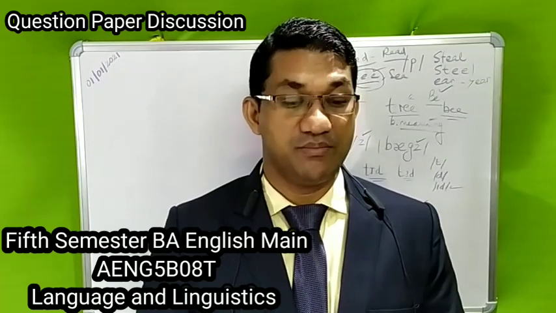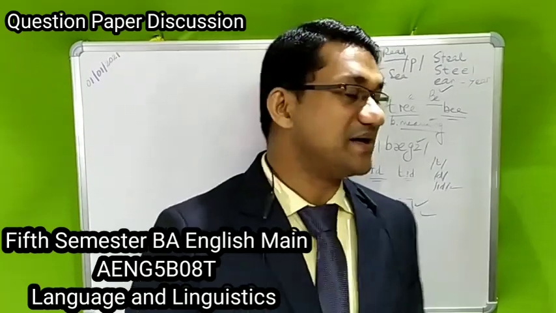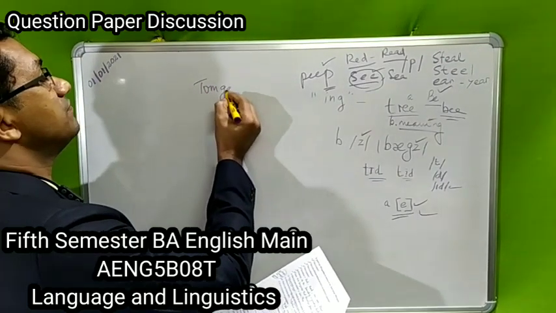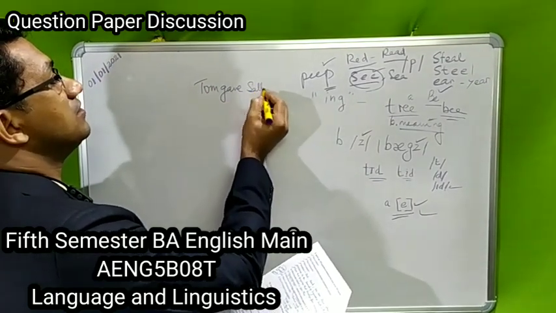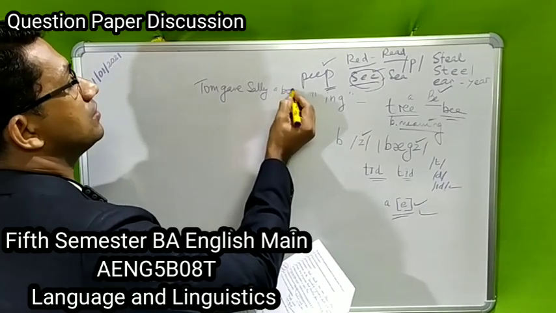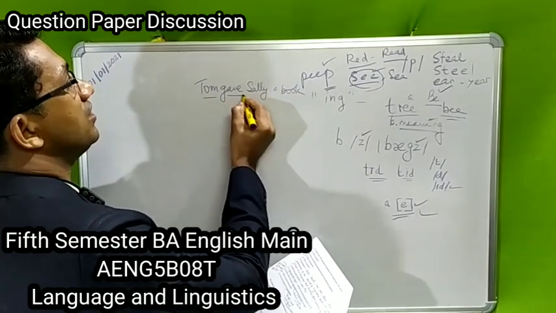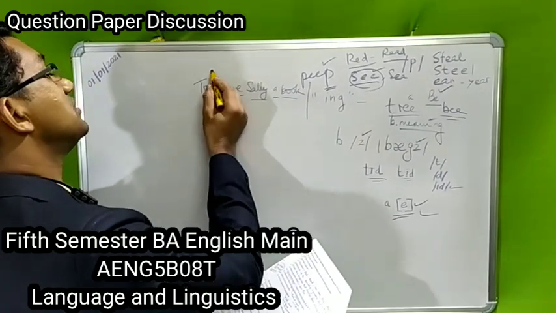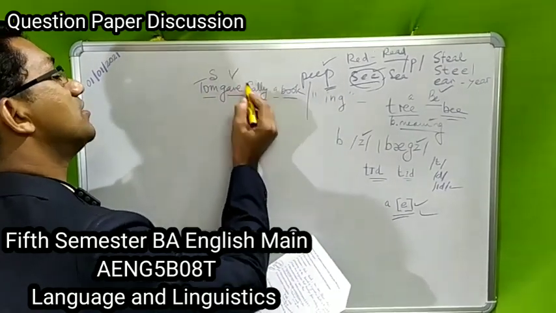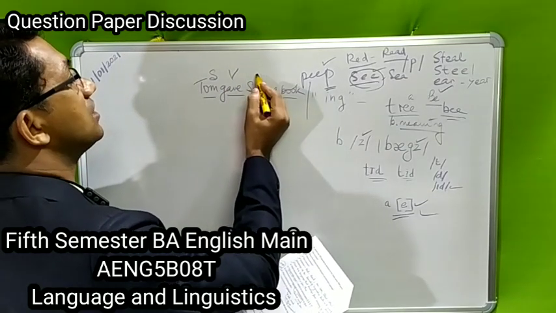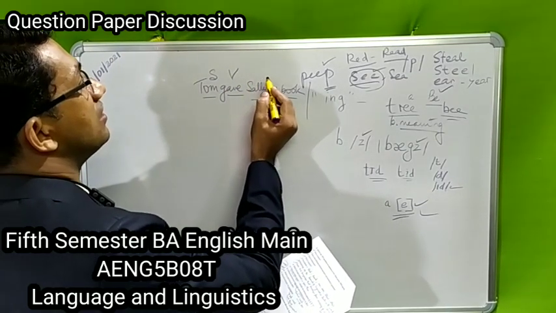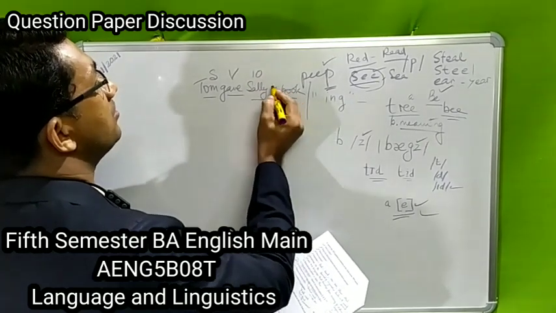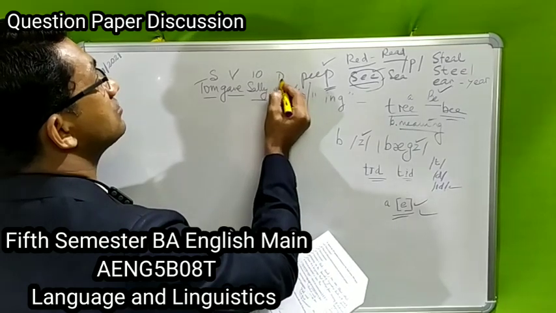Tom gave Sally a book. Identify the sentence pattern. Tom is subject, gave is verb, Sally is indirect object, and a book is direct object.